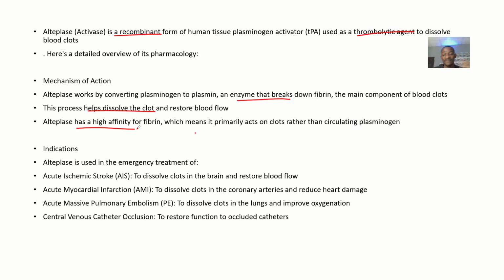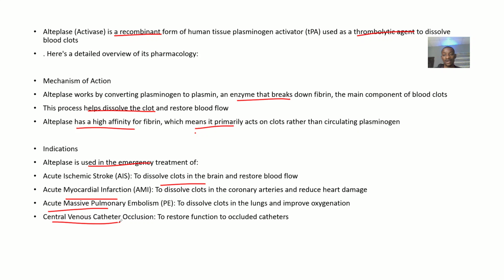Alteplase has a high affinity for fibrin, which means it primarily acts on clots rather than the circulating plasminogen. So what are the indications? Alteplase is used in emergency treatment of acute ischemic stroke, to dissolve clots that have formed in the brain and restore the blood flow again. They can also use it for treating acute myocardial infarction, where you use it to dissolve clots in coronary arteries and reduce the heart damage. They can also use it for acute massive pulmonary embolism, where you are using it to dissolve clots in the lungs and improve oxygenation.